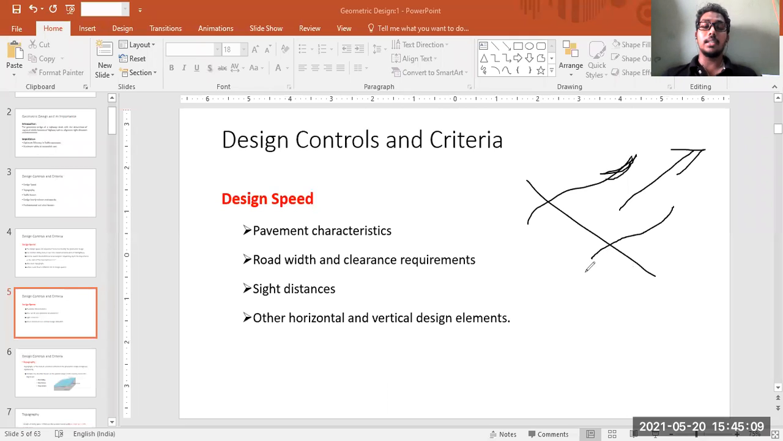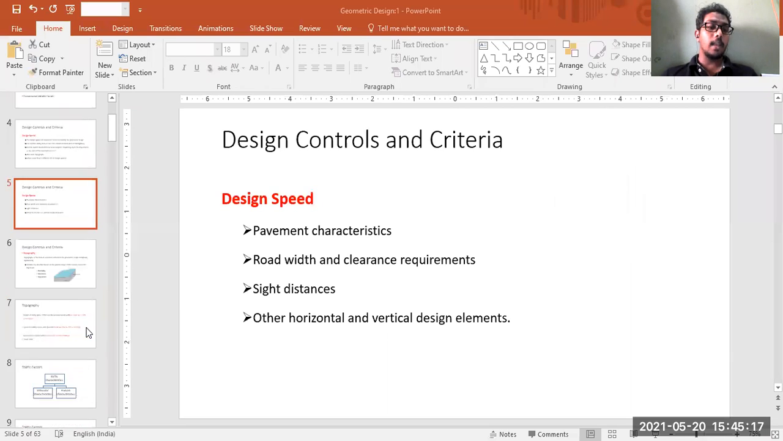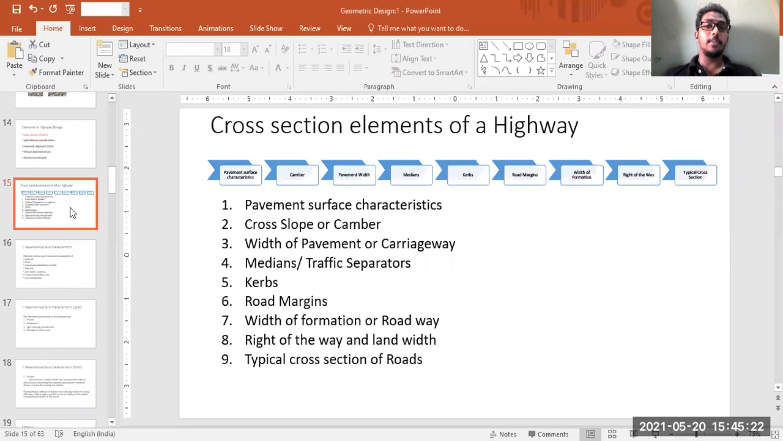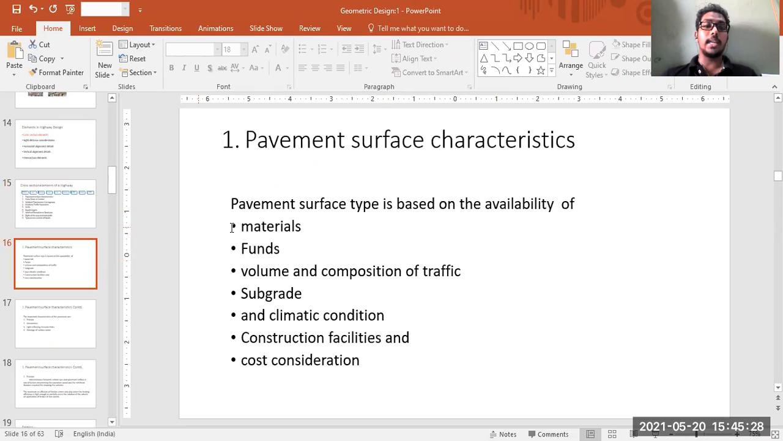And also we have the design of traffic as well as the pavement construction. We'll come to know about each of those one by one. So our present study is focusing on the cross-section elements of a highway. For the first thing, what I told is the pavement characteristics. I have told that pavement characteristics have various features based on material, funds, volume, etc.